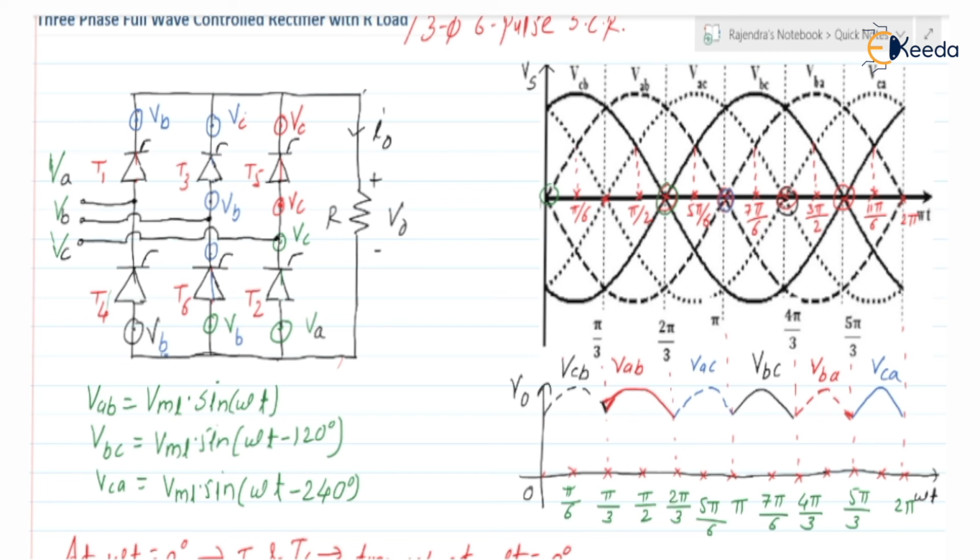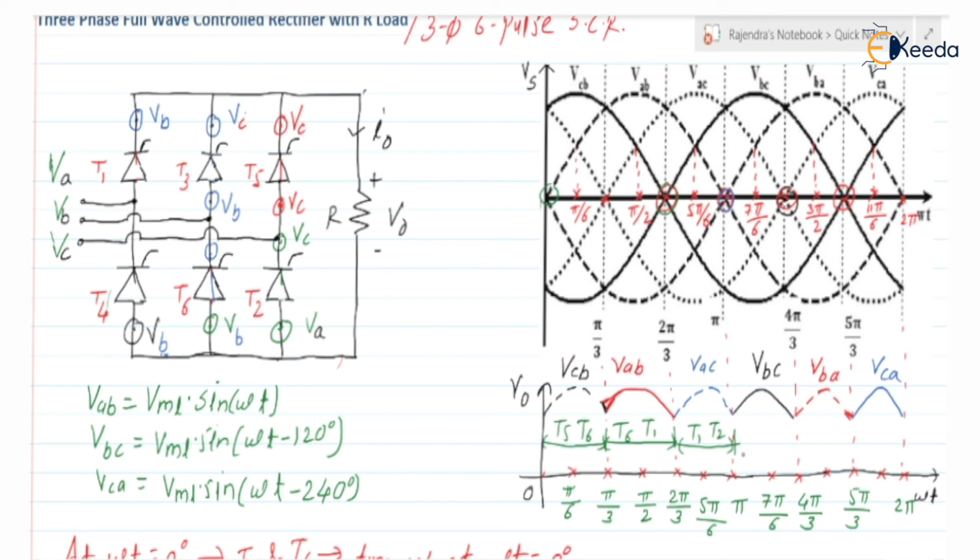Next, if you check during this interval, which thyristor pair will be in the on state? Yes, I am writing here. During this interval, thyristor pair T5 T6 will be in the on state. So T5 T6 conducts. During this interval, T6 T1 conducts. During this interval, this is T1 T2.